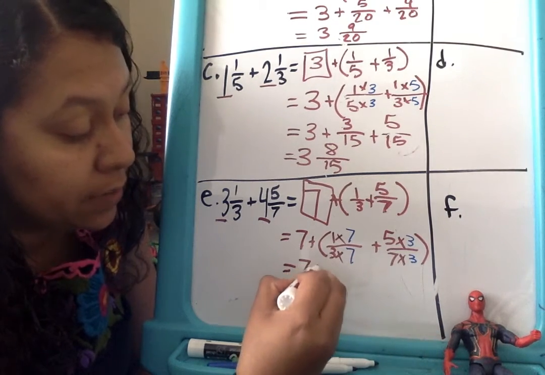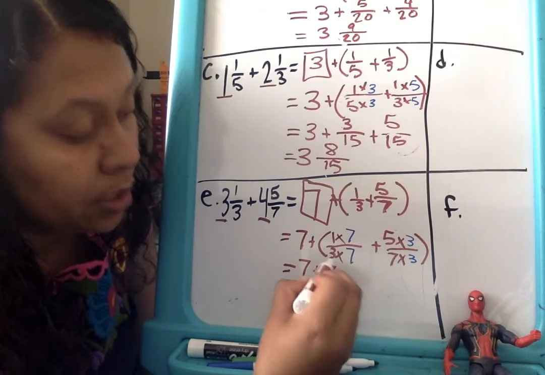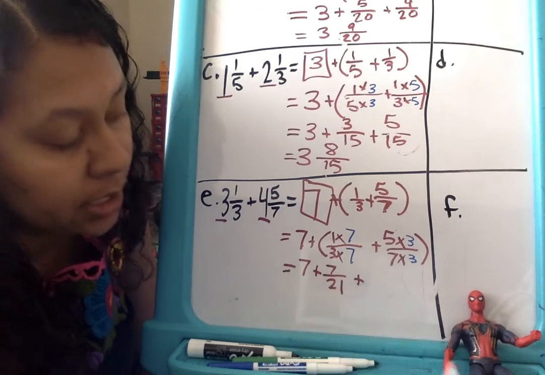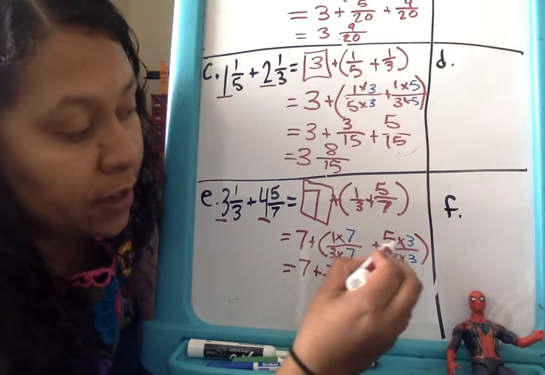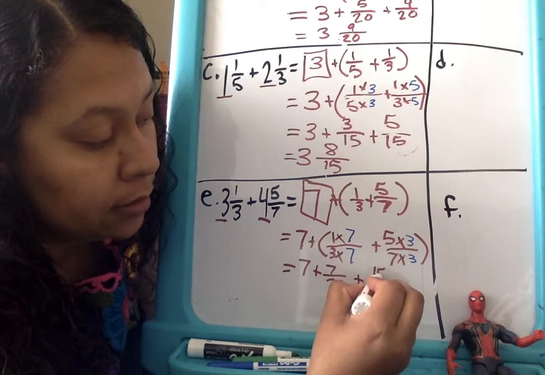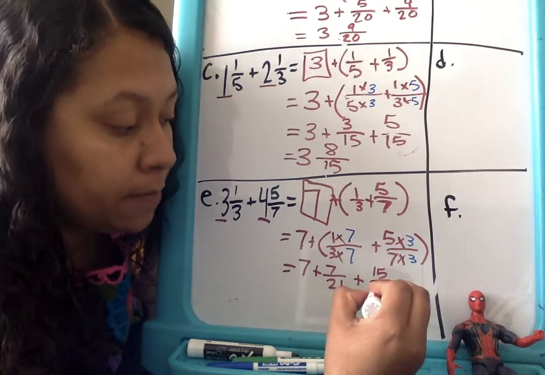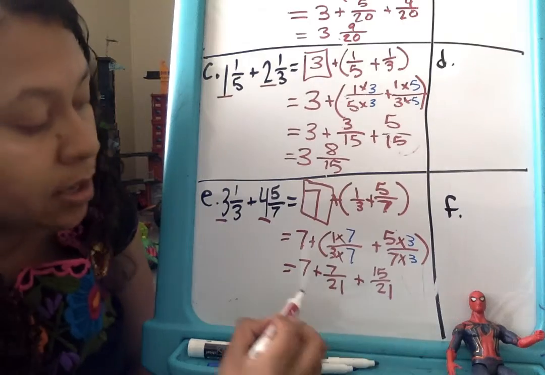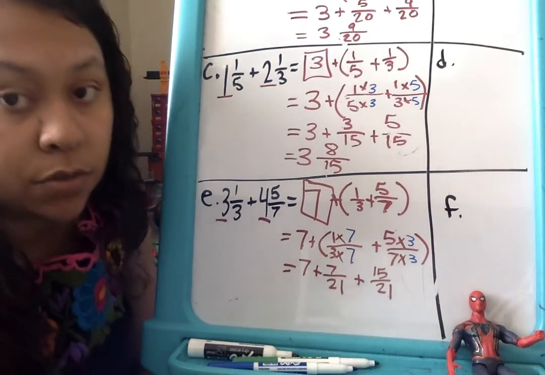So now we have 7 wholes plus 1 times 7 is 7. 3 times 7 is 21 plus, so we have 7 21s, and then 5 times 3 is 15, and 7 times 3 is 21. Okay, so now we have 7 wholes plus 7 21s plus 15 21s.